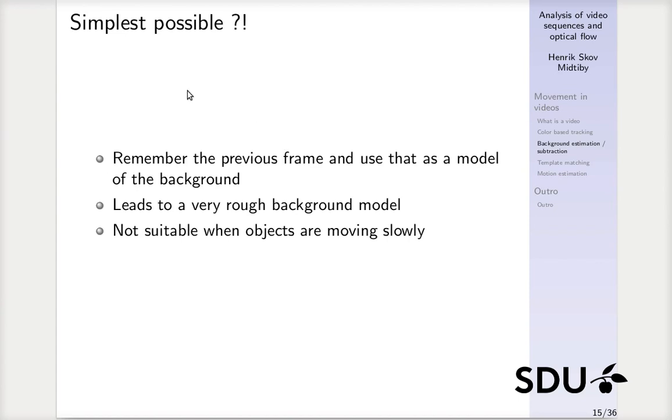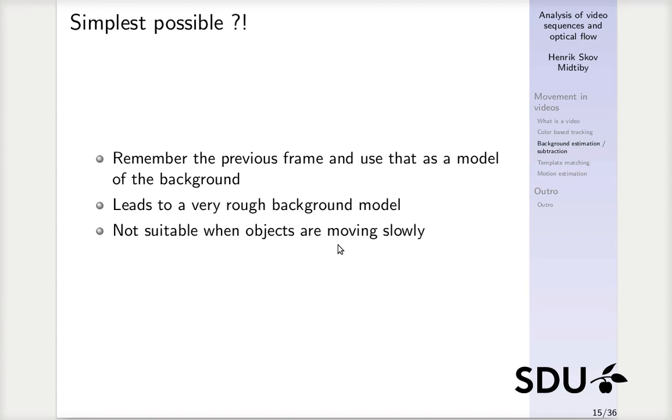The most simple approach I can come to think of is to use the previous frame as a model of the background, and then we simply compare the current frame to the previous one. It's a quite rough model of the background, but when objects are moving quite fast, it actually works out very well.